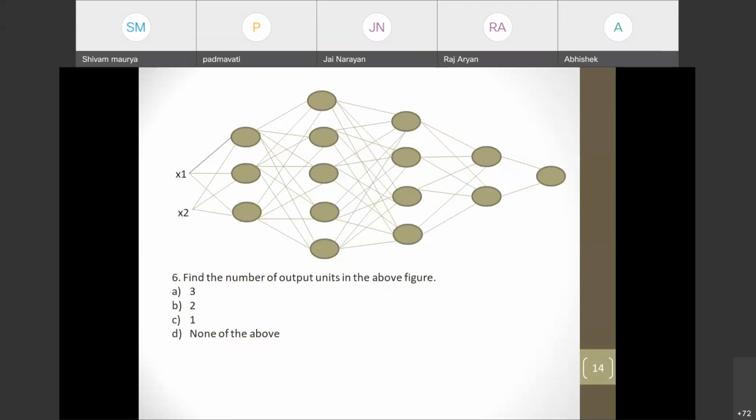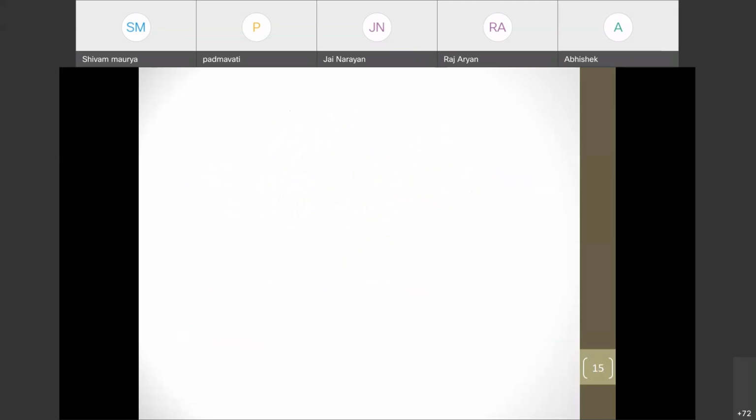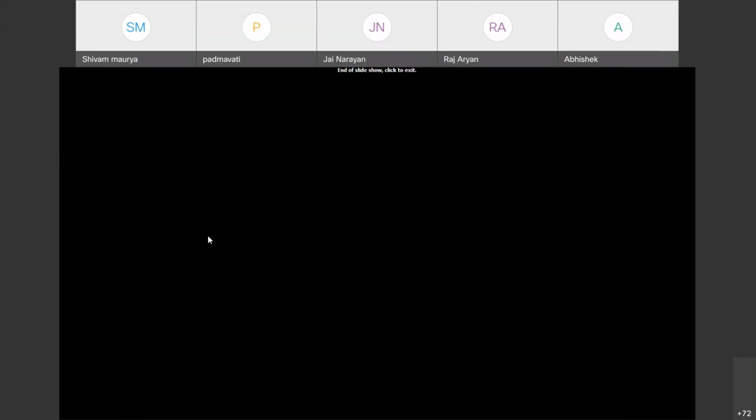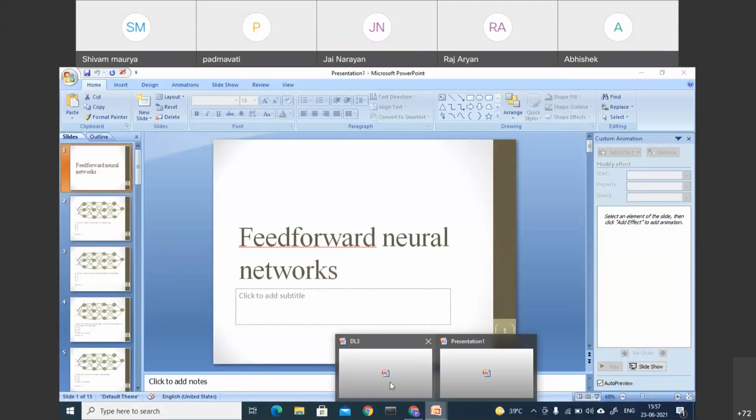It's very much easy to compute. Yes, it should be C. Fine. That's it. Let us move back to the first earlier question.